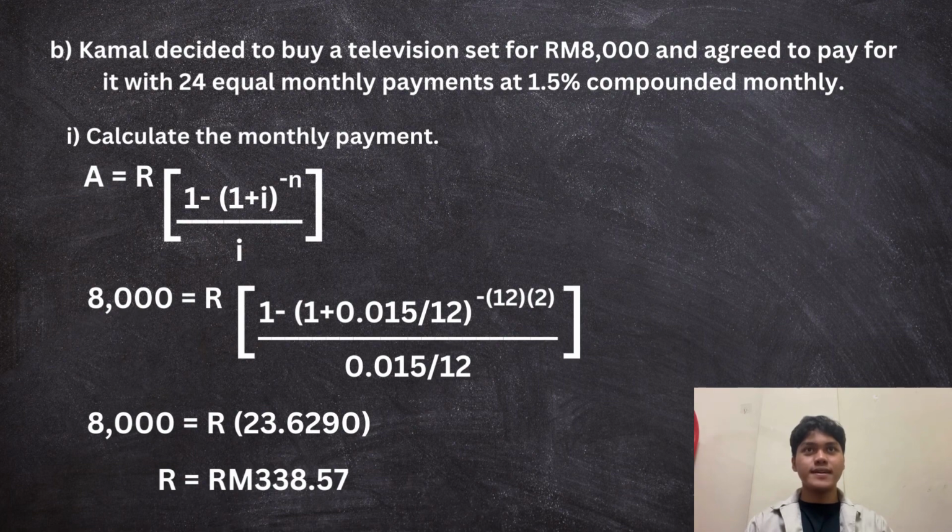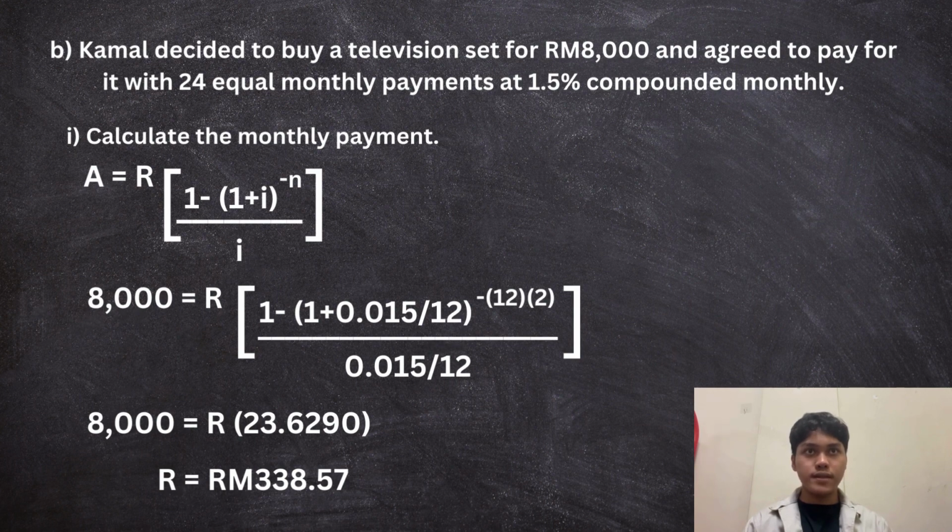Question 4B. Kamal decided to buy a television set for 8,000 ringgit and agreed to pay for it with 24 equal monthly payments at 1.5% compounded monthly. Question B1: first, calculate the monthly payment. In this case, we use the formula A equals R times 1 minus (1 plus i) to the power of negative n, divided by i. With the given information, A equals 8,000 ringgit, equals R, which is the monthly payment that we have to find.